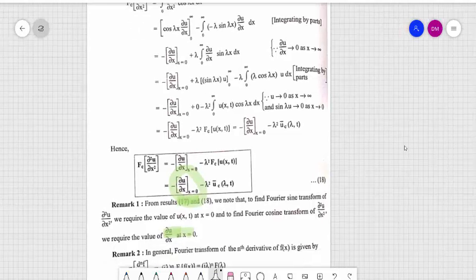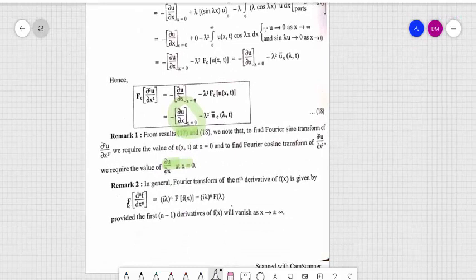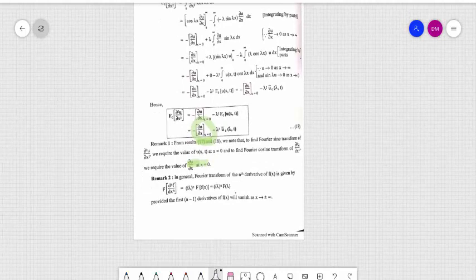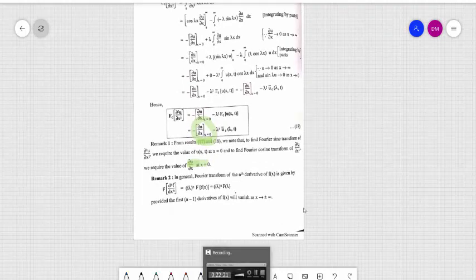And the second remark is that we can generalize this to the nth derivative of u with respect to x. I hope you understand this part. We have to stop now. We should go through this part; it is theoretical, but we must go through it. Thank you.